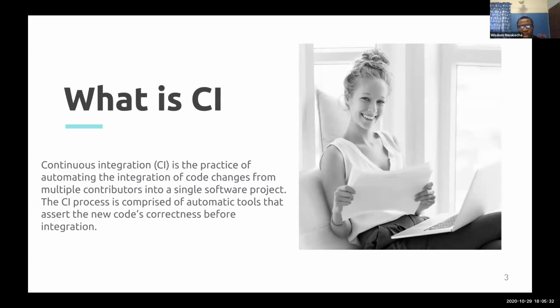So I know the next thing you have on your mind is, what is CI? Because that is what we're talking about today. So CI, which is continuous integration, is the practice of automating the integration of code from multiple contributors in a single software project. All right, so this tells us that when you make changes, possibly from your Git platform, maybe GitHub, Bitbucket, or GitLab, you make changes from your local repository down to your remote repository. So automatically, there is something that should always be checking for the quality of your code. So as we go on, I will try to explain more of this.